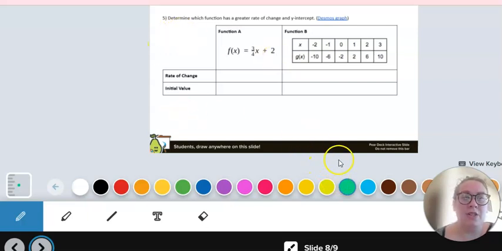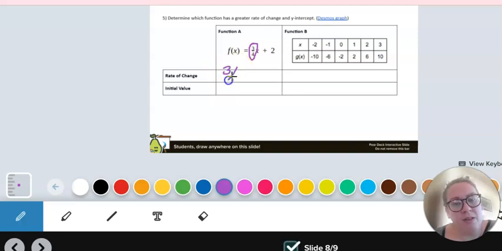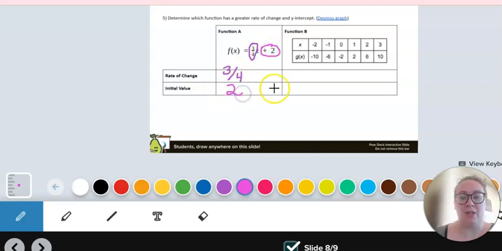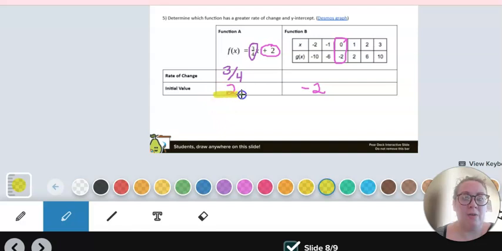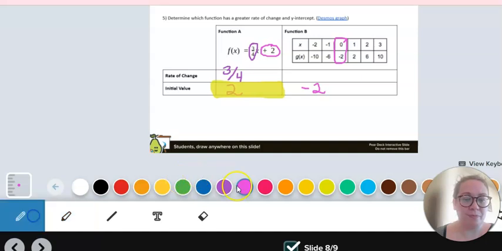It says determine which function has a greater rate of change and y-intercept. So for function A, we love this because here's our rate of change, 3/4. Nice and easy. We just pull it from our function, and here's our initial value at 2. Our initial value for function B, when x is 0, y is negative 2. So far we know our initial value for function A is greater because 2 is bigger than negative 2.